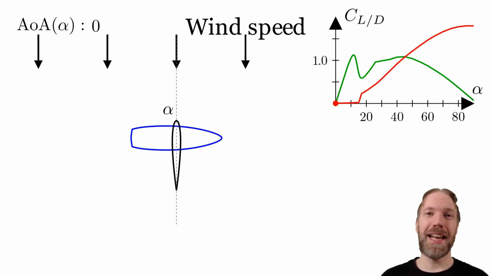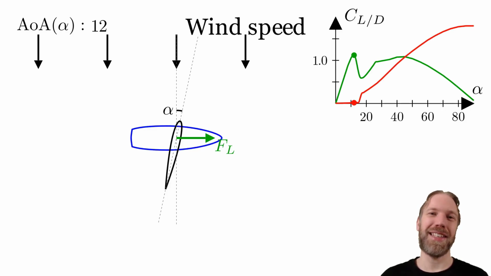Now, change the angle of the blade to get an angle of attack of 12 degrees. We can see that we get a lift force pushing the boat forward. The drag force is so small that we cannot see it. Recall that the relationship between the lift force and the lift coefficient is that the lift force is 1/2 times the lift coefficient, fluid density, blade area and velocity squared.